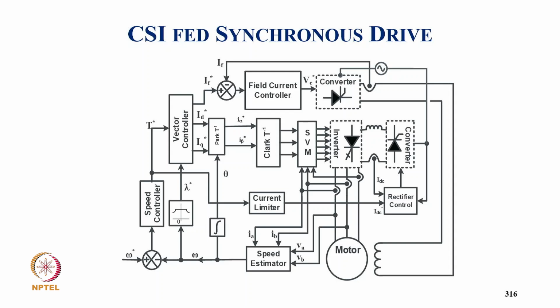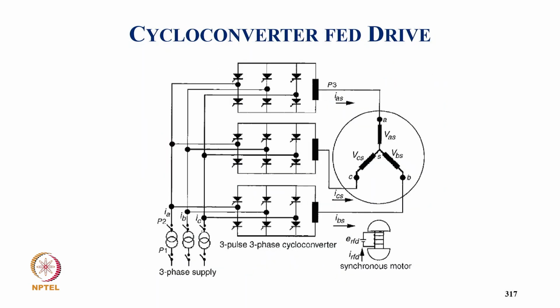We have a reference speed, we have the estimated speed, the speed control gives the torque, and then from speed, flux and torque we go to the vector control block, so we get ID, IQ, IF star, which go to the field controller converter. For the motor we have I alpha, I beta and position for the ID star, IQ star we convert, and from that we get IB, IC. So taking IB, IC, we just do the switching for the inverter.